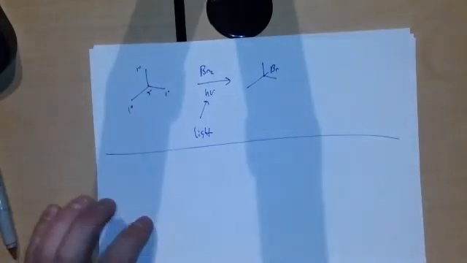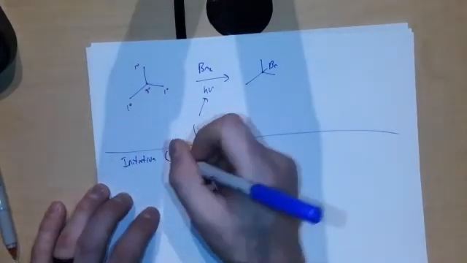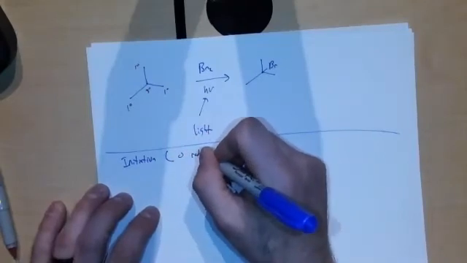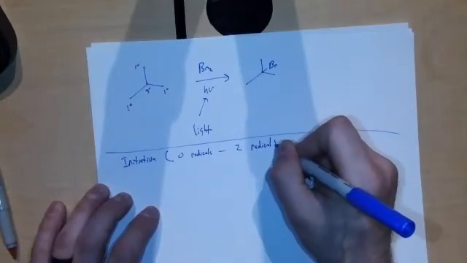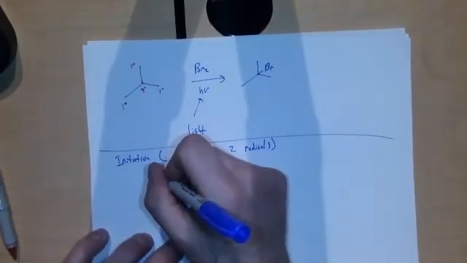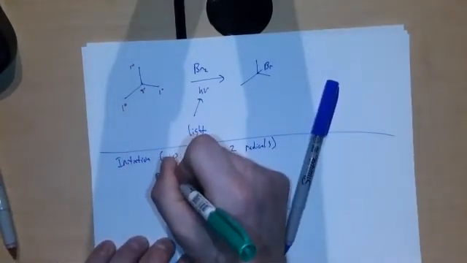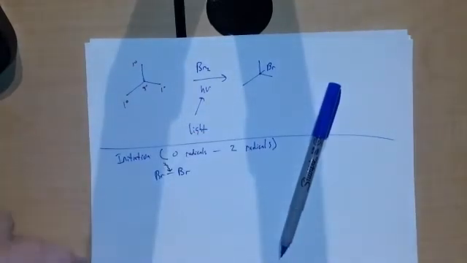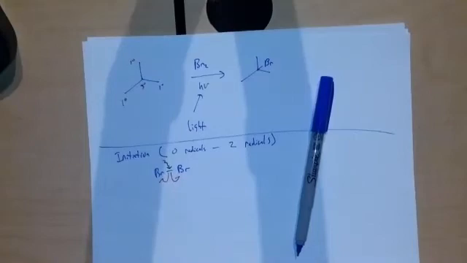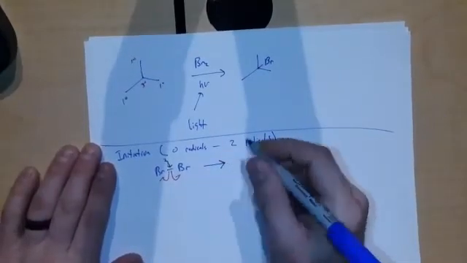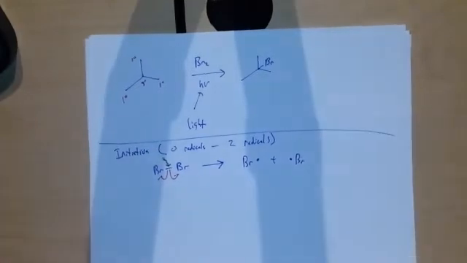The first step is called initiation. Essentially what's happening is you're starting with 0 radicals, and you're going to create something with 2 radicals, or you're going to generate 2 radicals. So if we have Br2 and we hit this with light, I'm going to draw this squiggly little line here. This is going to split this bond here into 2 electrons. So this will give us a Br radical plus a second Br radical here.